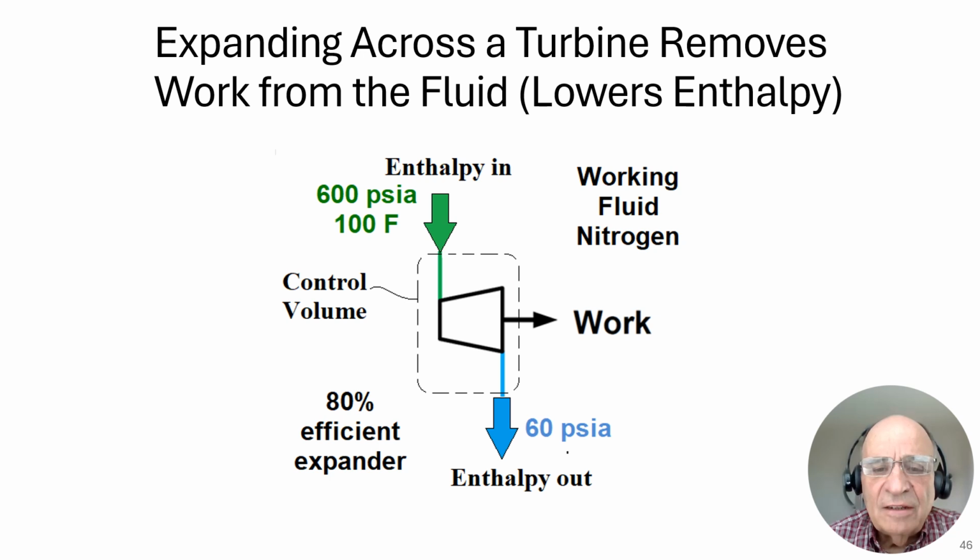Let's take a turbine, put a control volume around it, and let's say the gas that's coming into the turbine happens to be nitrogen. Let's say it's at 600 psi absolute and 100 degrees Fahrenheit. And let's expand it from this pressure and temperature down to 60 psia. And you notice I did not put a temperature because that's something we're going to have to compute. And let's say this turbine or this expander is 80% efficient.